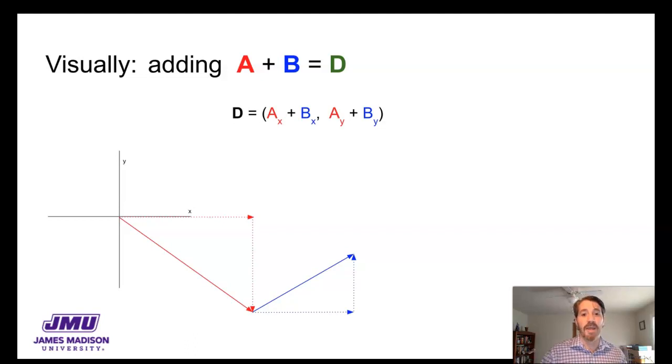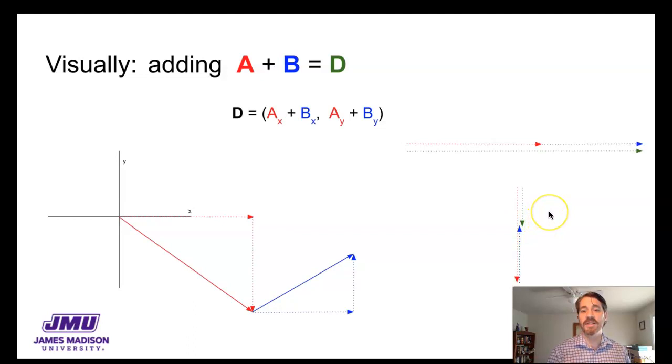Now let me take them over to the side of the screen here and say A in the x direction plus B in the x direction is this. A in the x direction plus B in the x direction gives me the x component of vector D. The same thing in the y. A in the y direction is this downward pointing red arrow, and B in the y direction is this upward pointing blue arrow. And when I add them together, I get this resultant that goes from the origin of the first to the tip of the second.